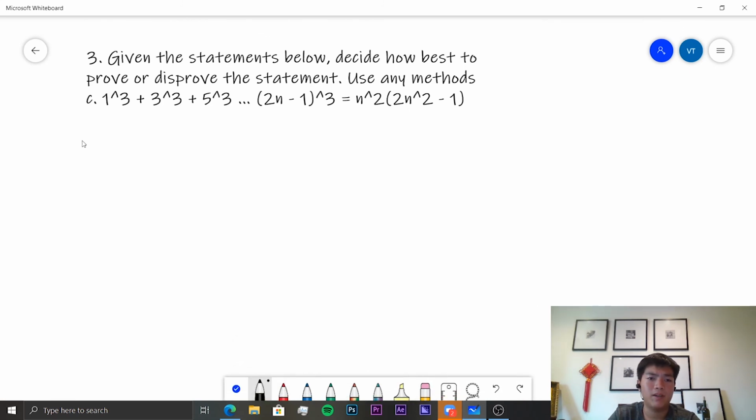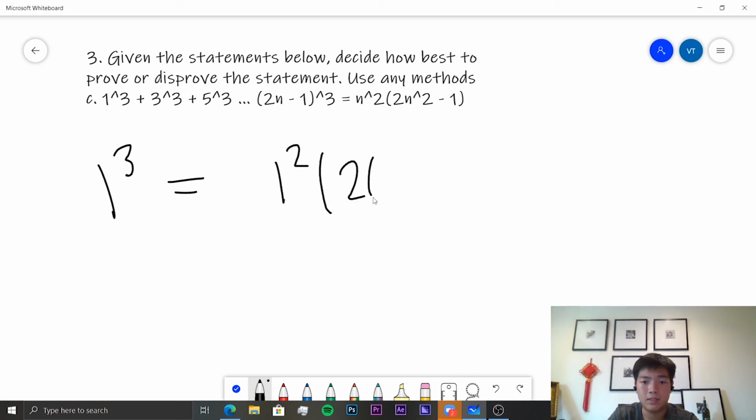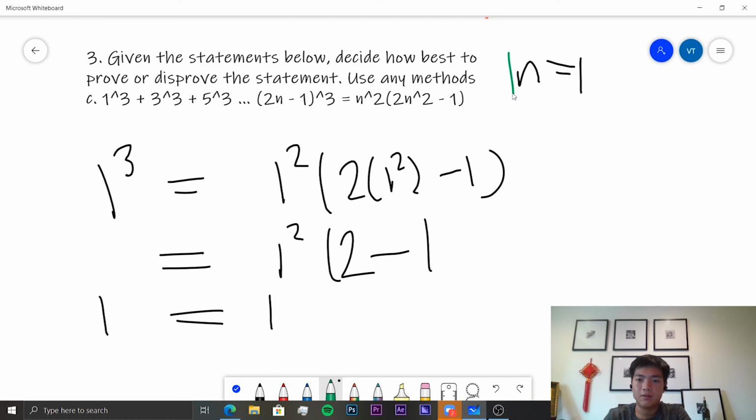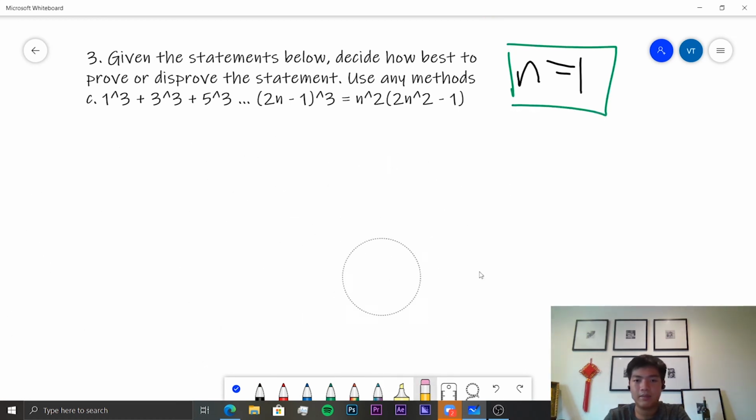Let's prove it for 1 first. So just 1 cubed is equal to 1 squared times (2 times 1 squared minus 1). So that's equal to 1 squared times (2 minus 1). So 1 is equal to 1. Pretty simple. Okay, so we've proved it. This is definitely a proof by induction, by the way, if you haven't recognized that. So we've proved it for our basic step, and now we need to get the inductive step.